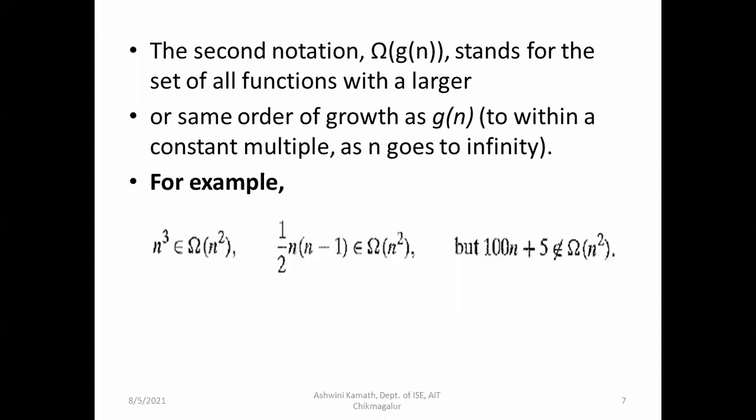Similarly, consider the next one, 100n plus 5. It doesn't belong to omega of n square. The reason is n has a smaller order of growth than n square. n is less than n square always, right? So n has a smaller order of growth than n square, so it doesn't belong to omega of n square.